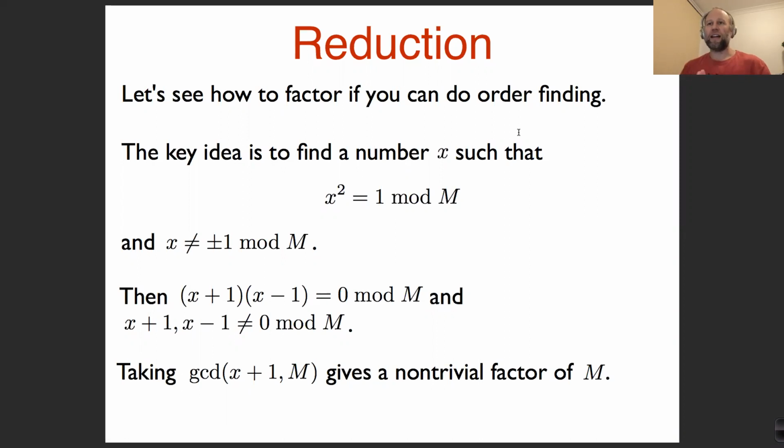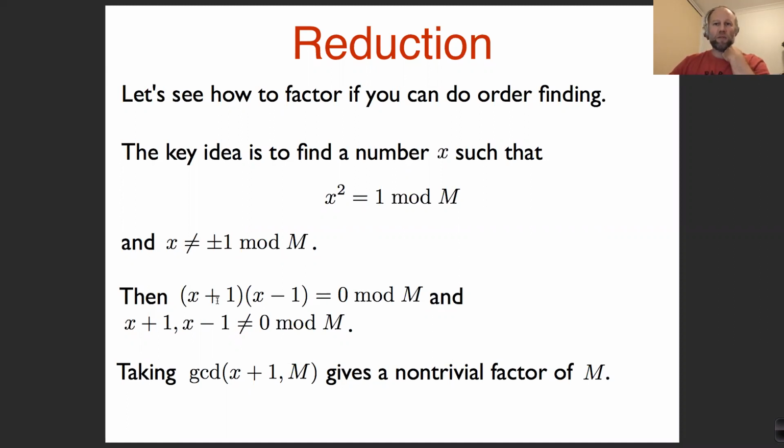The key idea is to find a number x such that x squared is equal to 1 mod m, and x is not equal to 1 mod m and not equal to -1 mod m. Let's suppose you find such an x. This equation, x squared equals 1 mod m, says that x squared minus 1 is equal to 0 mod m. So you can factorize x squared minus 1 into x plus 1 times x minus 1. And neither of these is 0 mod m, because x is not equal to plus 1 or minus 1 mod m.